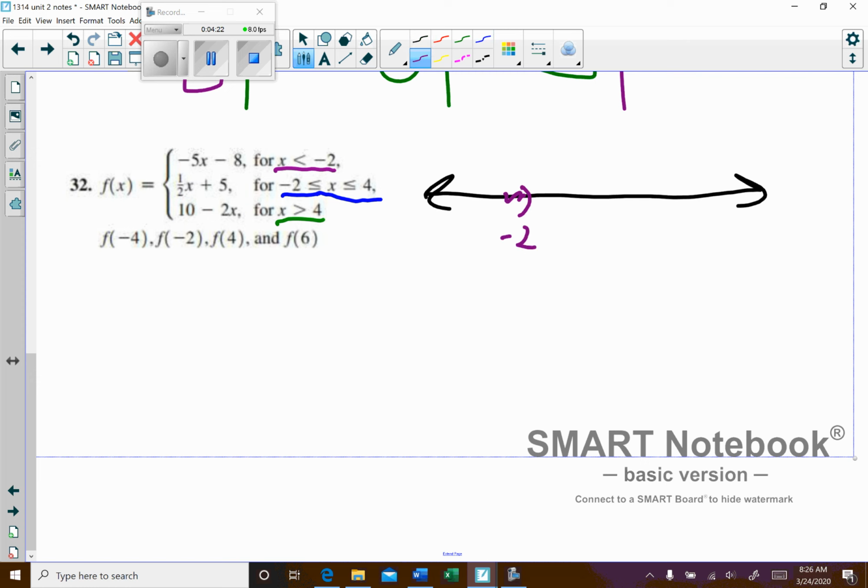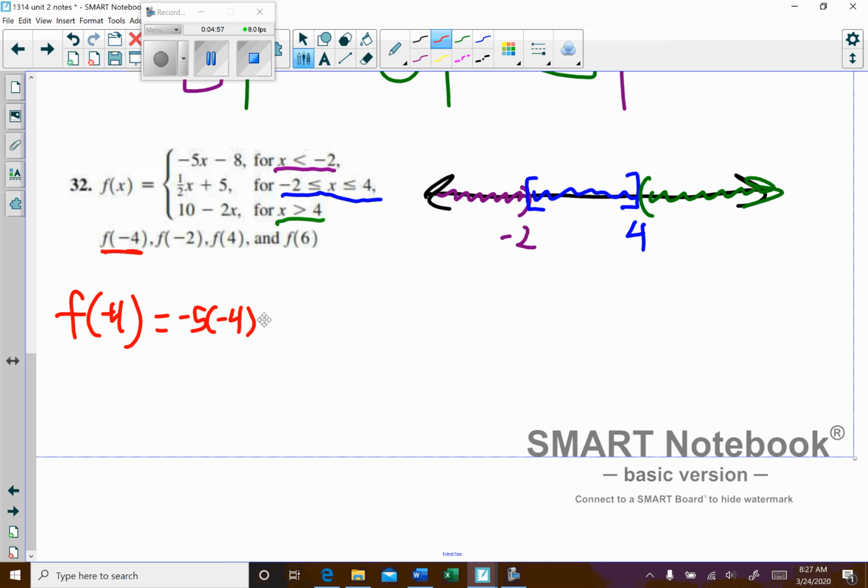So negative 2, everything less than negative 2. Then in blue, we get to include these endpoints. So you include negative 2 all the way to 4. And then everything beyond 4 will go to the bottom one. All right, so let's go ahead and check these out. On this first one, f of negative 4. Negative 4 would end up here in the purple. So f of negative 4 is equal to negative 5 times negative 4 minus 8. So that'll give us 20 minus 8, which is 12.